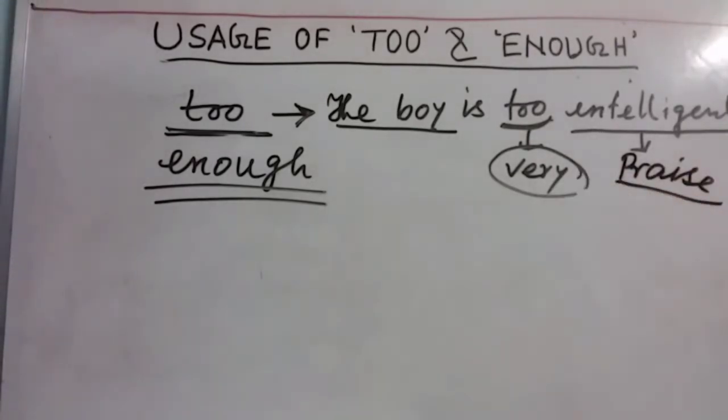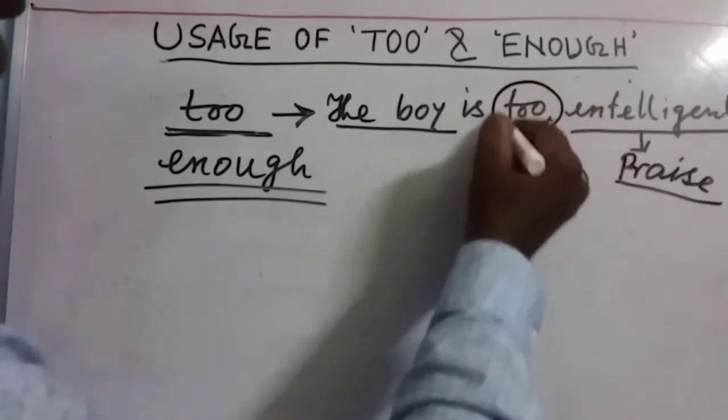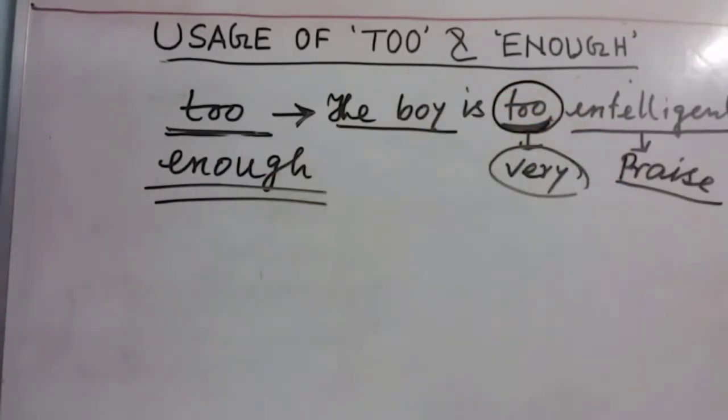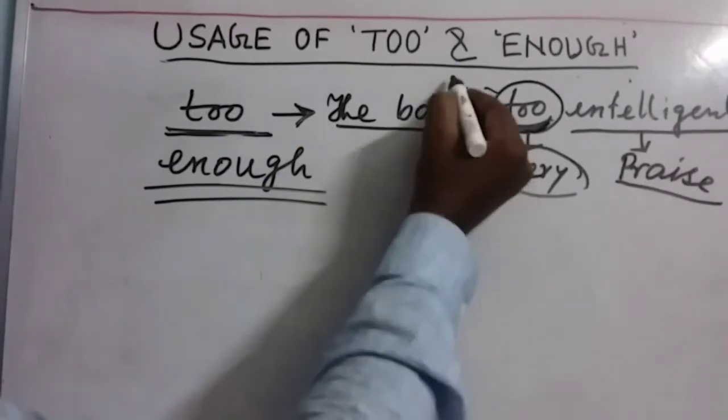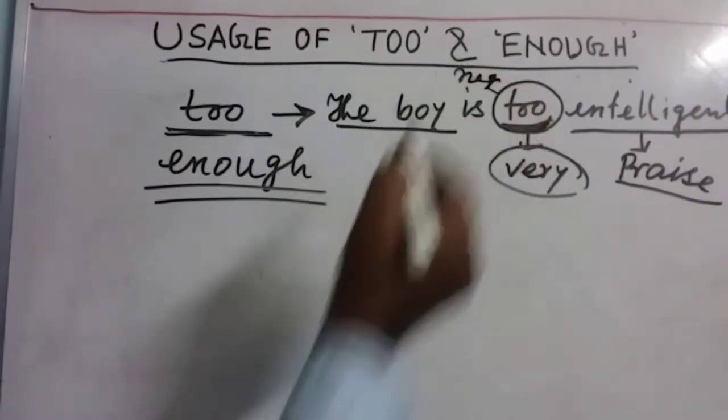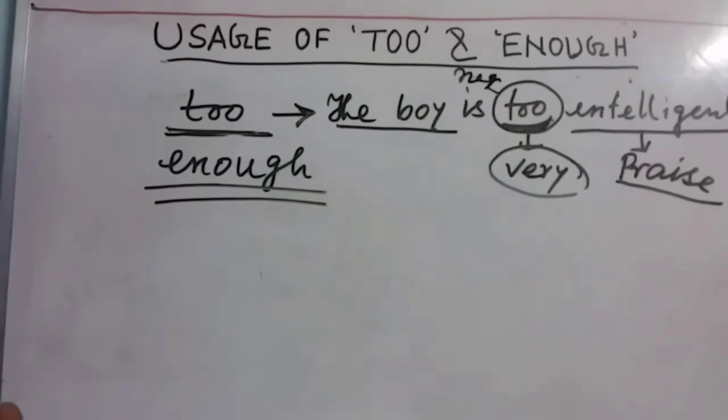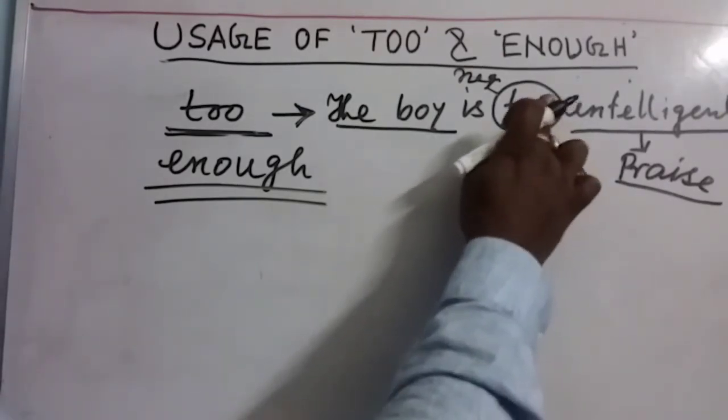We are praising the boy. For this sentence, we cannot use "too", because it sounds negative. Here, if we say the boy is too intelligent, the audience will not be able to understand whether we are praising the boy or mocking him. There will be confusion. So better we should not use "too".